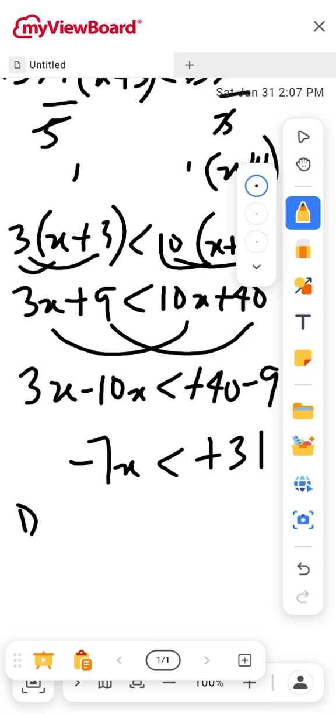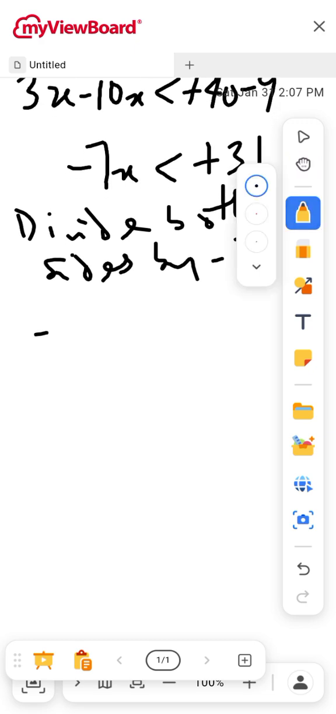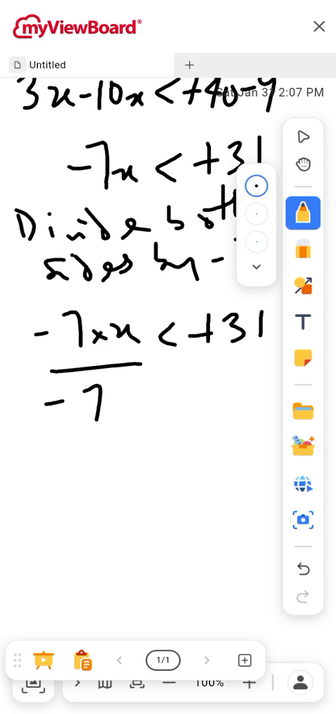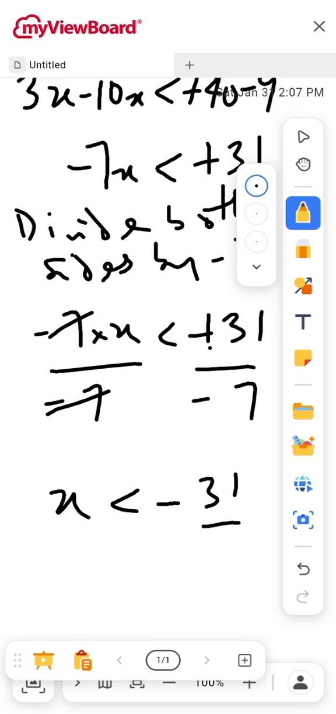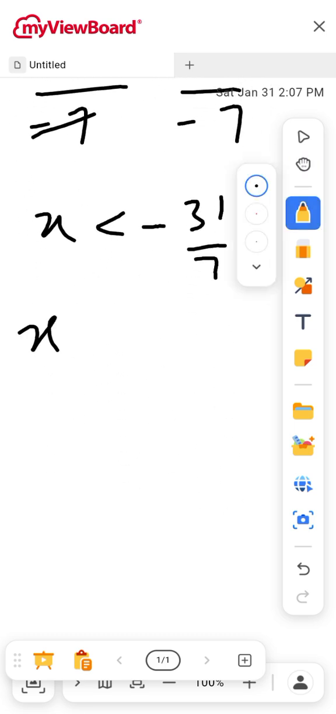I'm looking for x. I divide both sides by minus 7, so that I have minus 7 times x over minus 7 less than plus 31 over minus 7. This cancels this. x is less than plus over minus, which is minus 31 over 7. And you can convert it to a mixed number. How many 7s can go in 31? That's 4, 28. 28, 29, 30, 31. Minus 4 and 3 over 7.